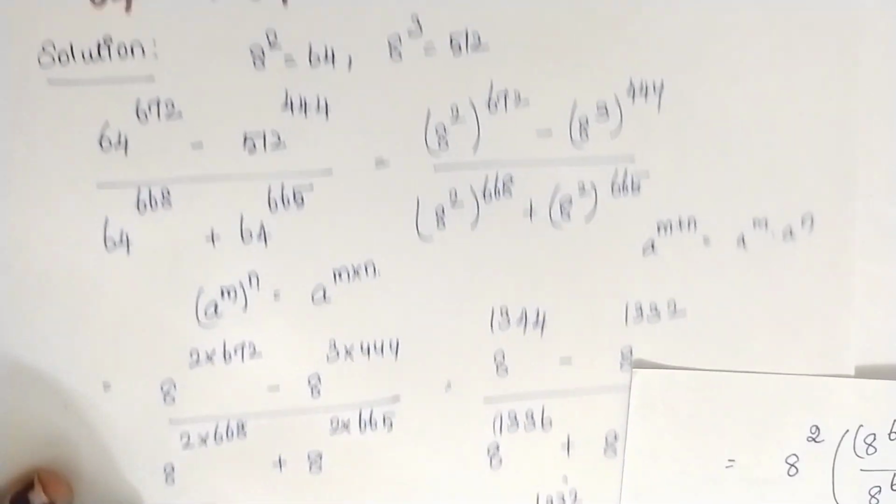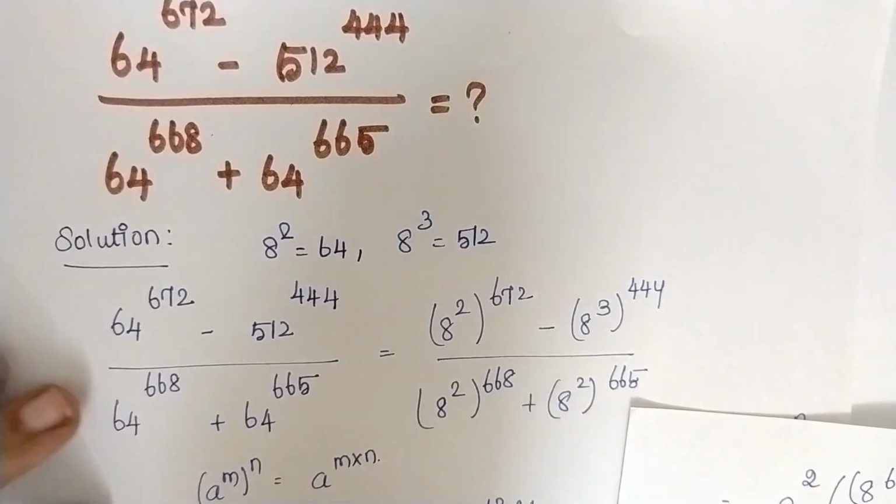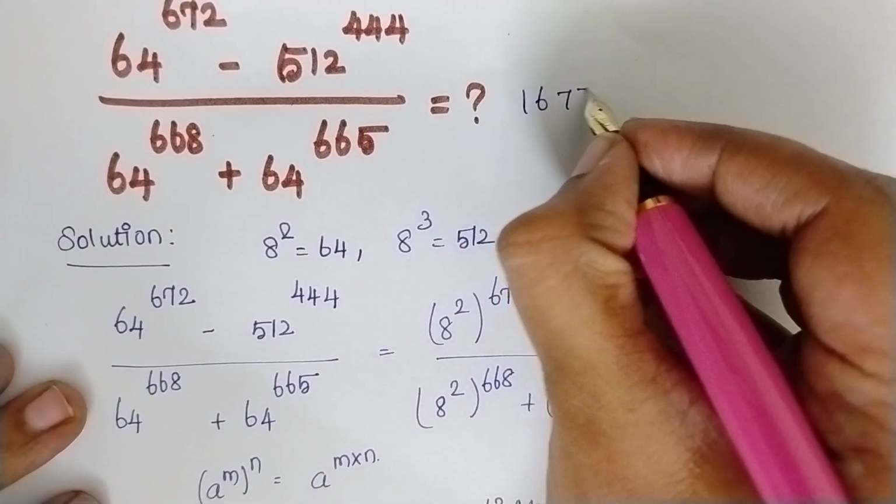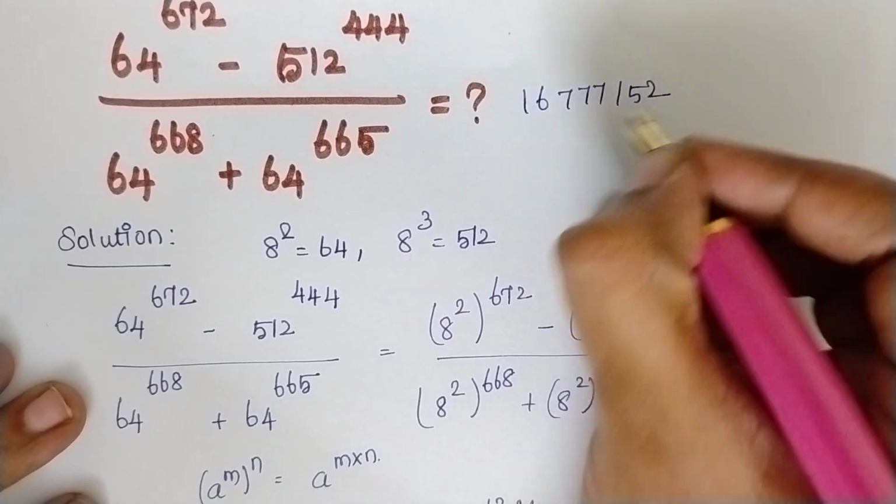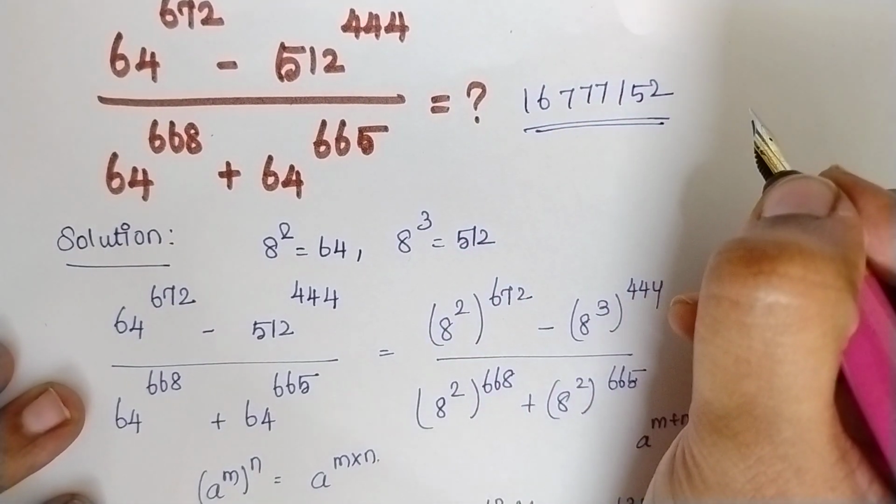So therefore, the answer is equal to 16777215. Okay. So practice twice and twice.